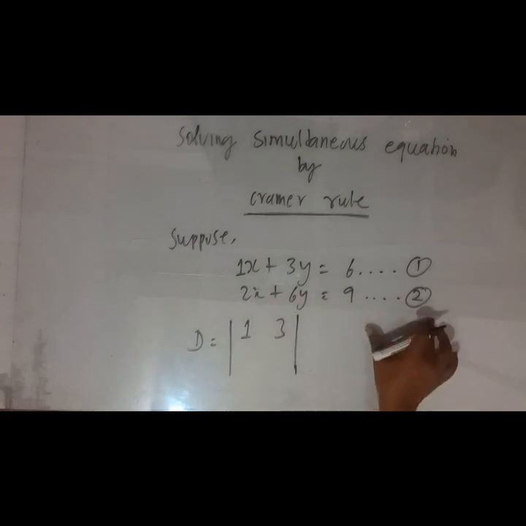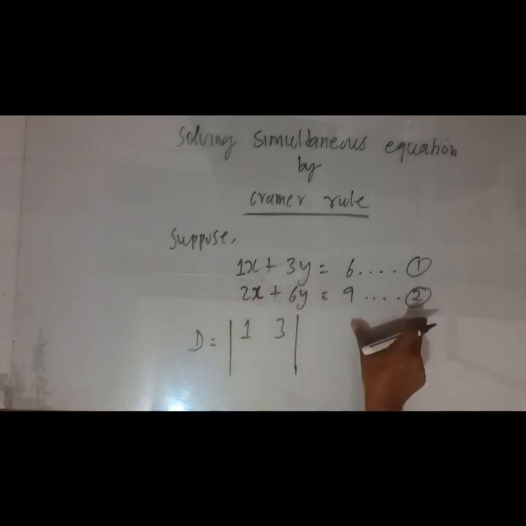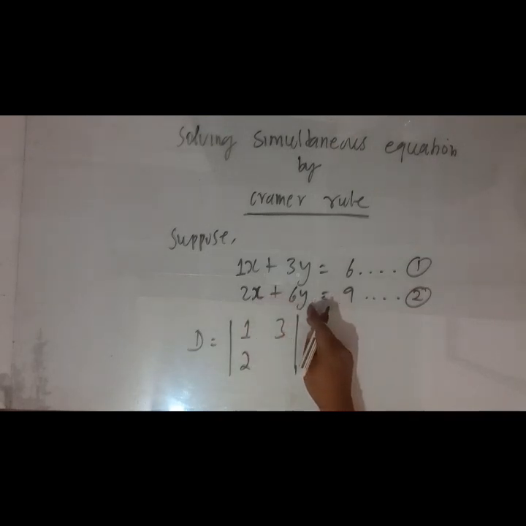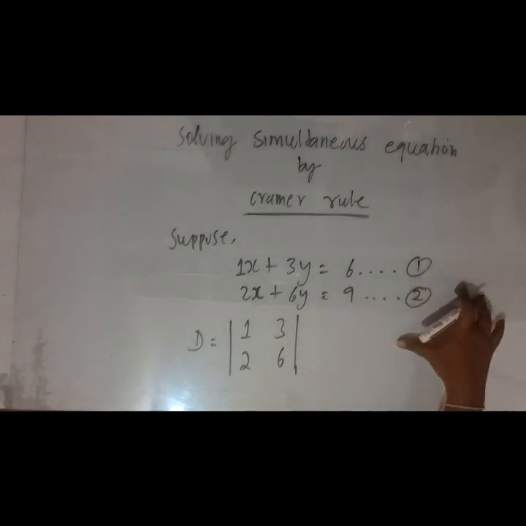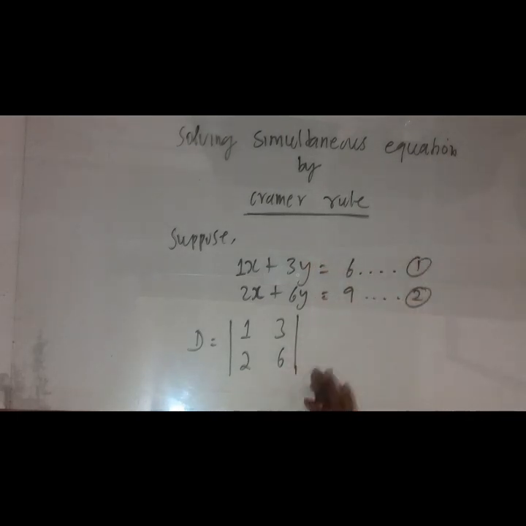Then what about the second equation? The number with the x is 2, and the number with the y is 6. So that's all. This way you have written these two equations in determinant form. Forget about 6 and 9 for now; we will talk about them later. So this is the determinant.